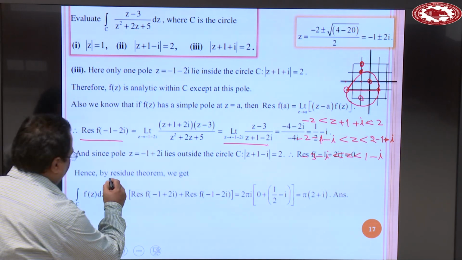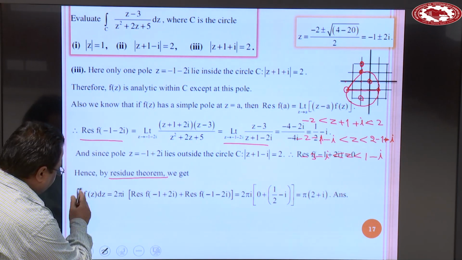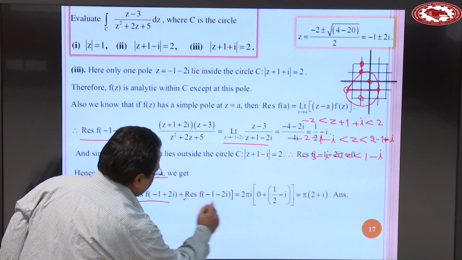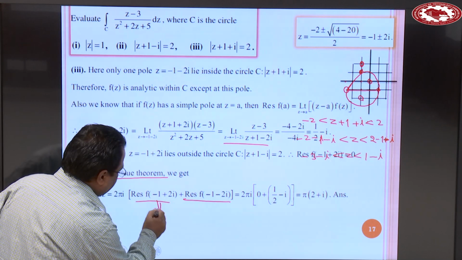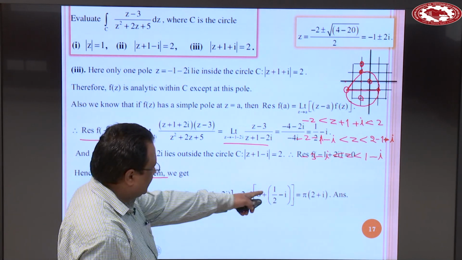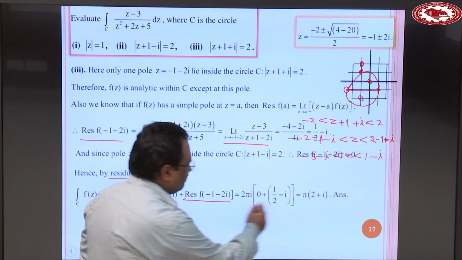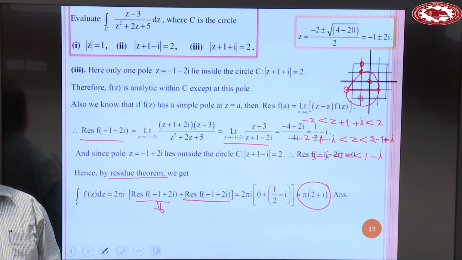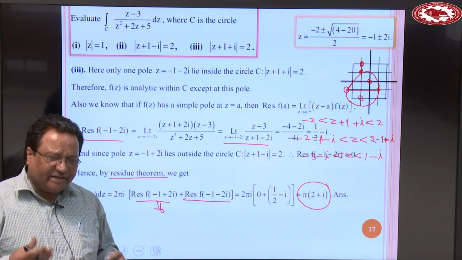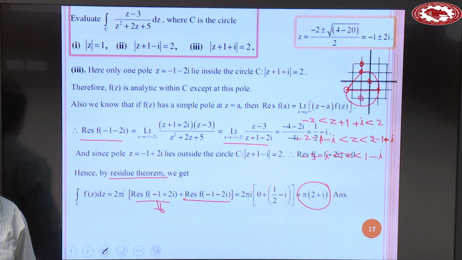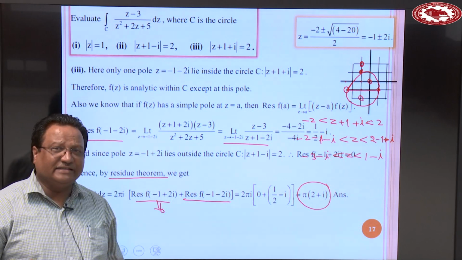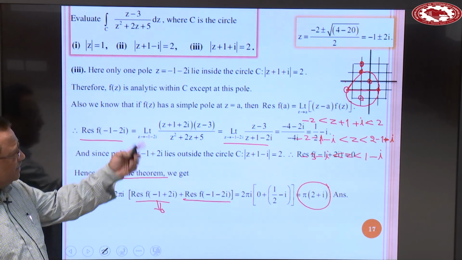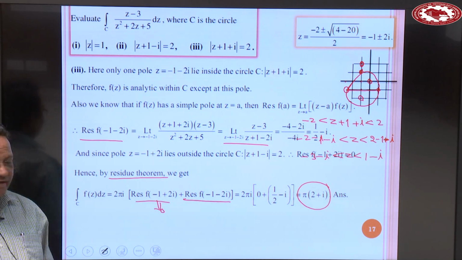Then by the residue theorem, integral over C of f(z) dz is equal to 2 pi iota times the sum of the residues. This residue is 0, and this residue is 1 by 2 minus iota. Simplify this one, you will get the value of the integral. So even if a complicated complex integral comes to you, with many singularities, many poles existing, accordingly we can apply the residue theorem.